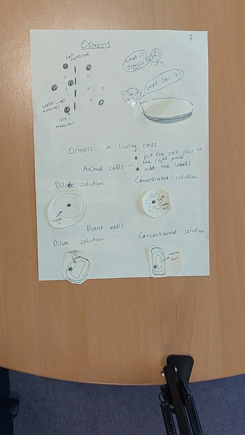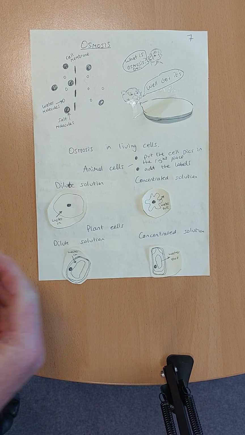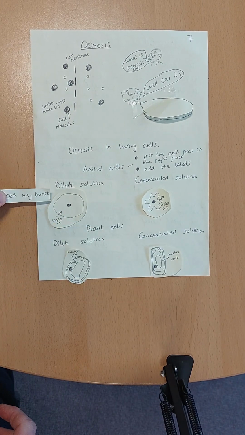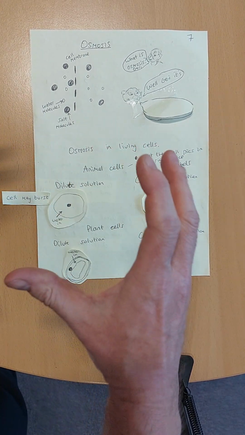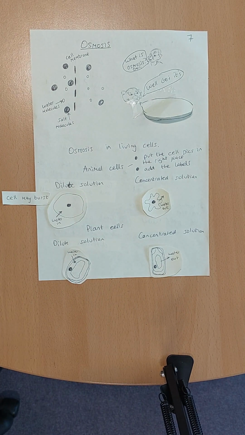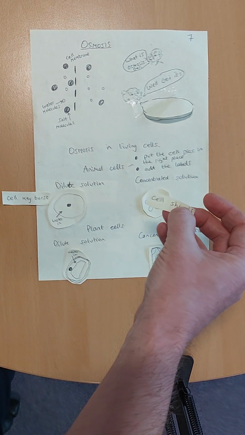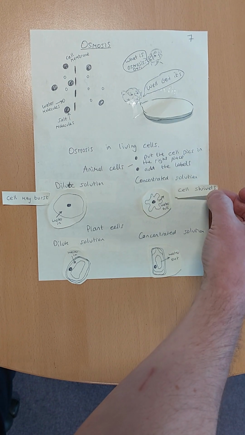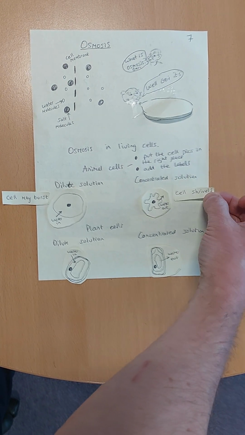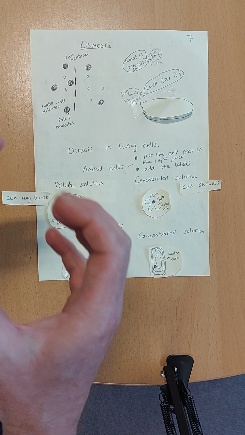And let's talk a little bit about what these pictures mean. So the first thing is, in an animal cell, the cell might actually burst because it's going to keep swelling up and swelling up and swelling up. And in the other animal cell, the cell will shrivel up. So it's going to keep getting smaller and smaller and smaller.